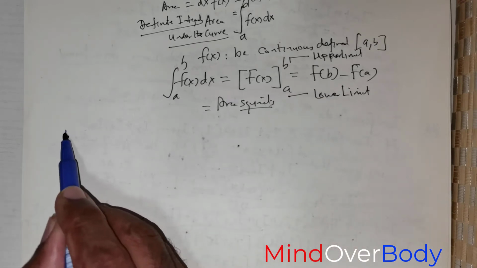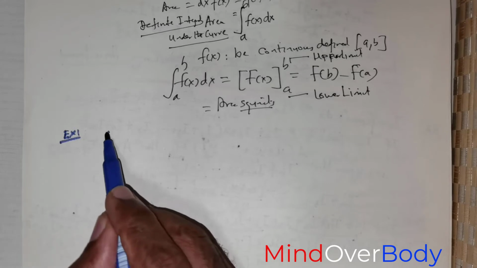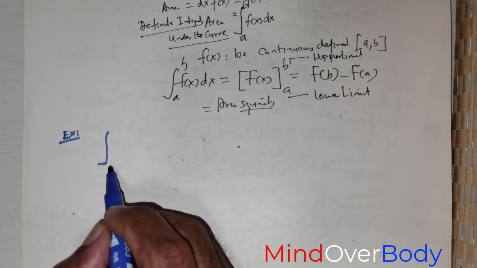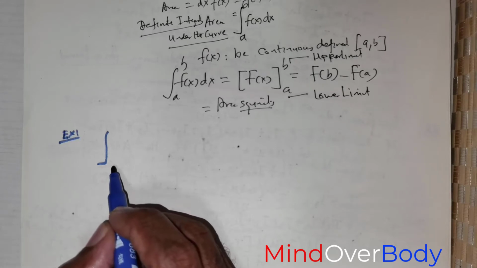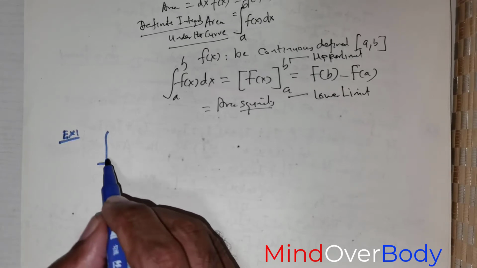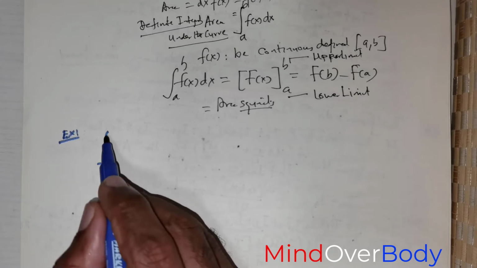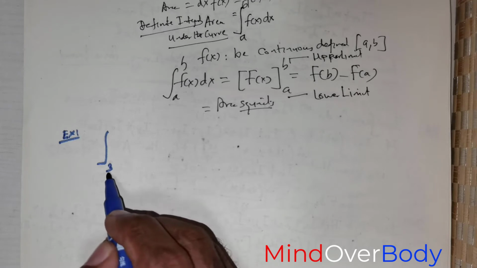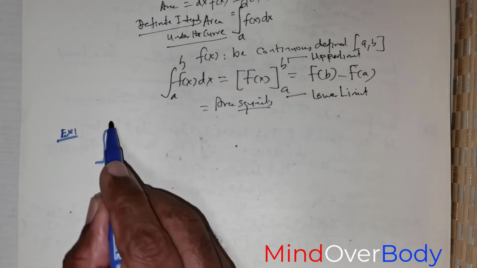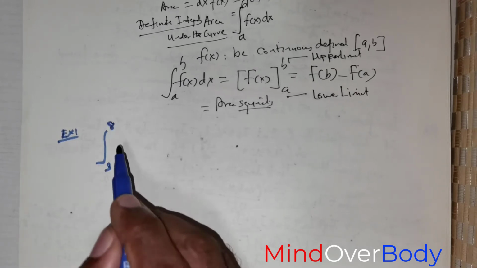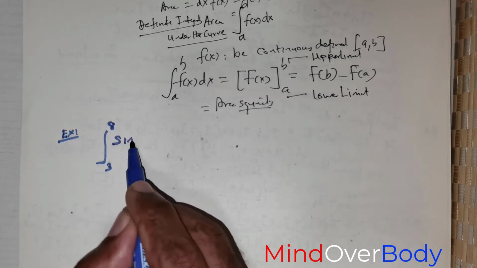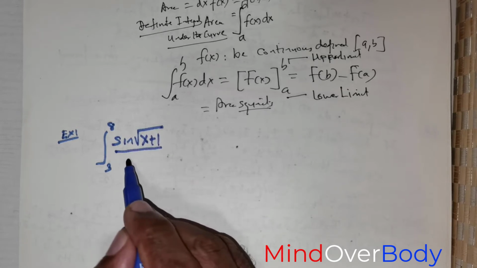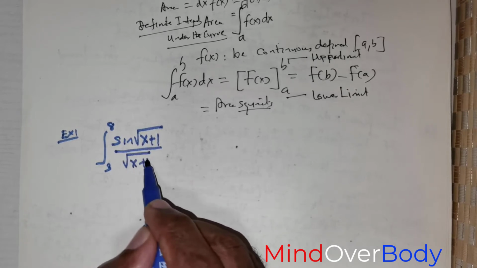Now this is the first example that we will do here to understand exactly how the execution of a definite integral is performed. So the question is, integrate a certain function with the limits 3 to 8. So this is the lower limit, the upper limit is 8. The function given is sine of root of x plus 1 divided by root of x plus 1 times dx.